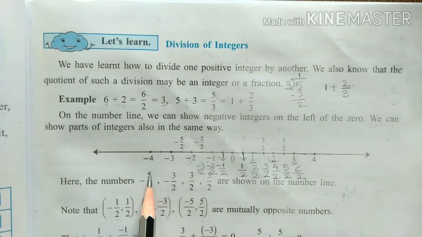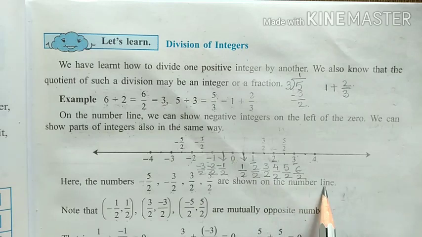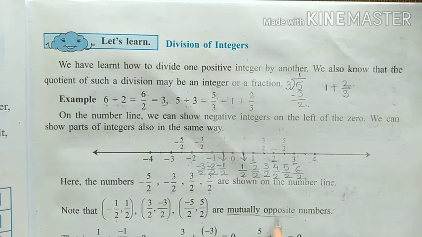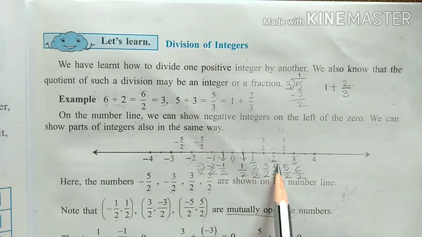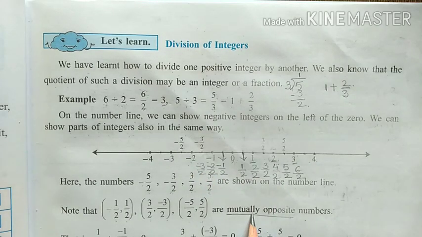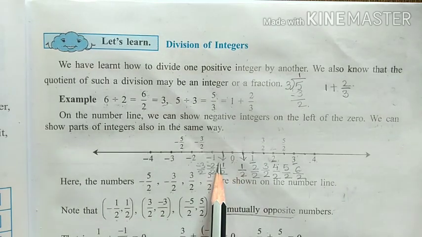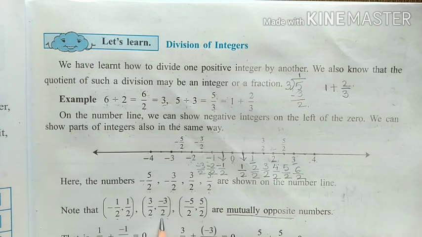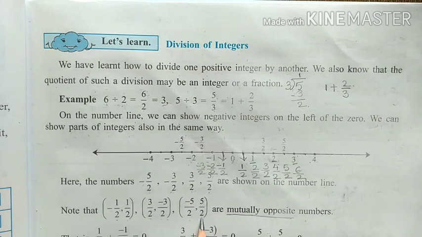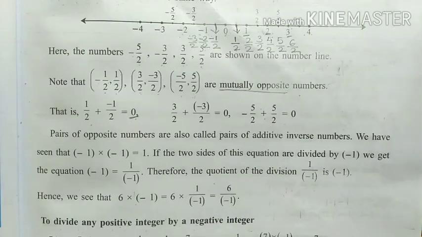So on the number line, minus 5 upon 2, minus 3 upon 2, 3 upon 2, 5 upon 2 are shown. Mutually opposite numbers: numbers on the number line which are at equal distance from 0, on the left hand side and right hand side, come under mutually opposite. Minus 1 upon 2 and 1 upon 2, left hand side and right hand side, equidistant. 3 upon 2 and minus 3 upon 2, minus 5 upon 2 and 5 upon 2 are mutually opposite numbers.